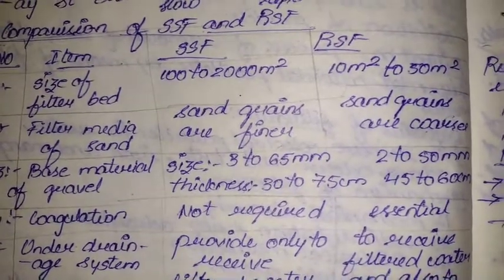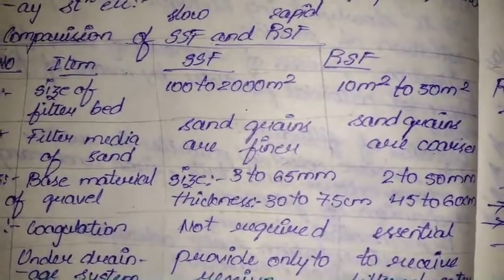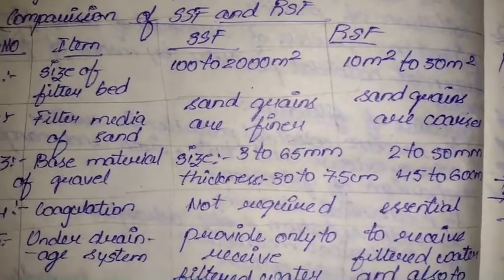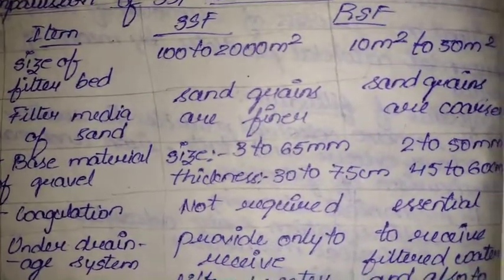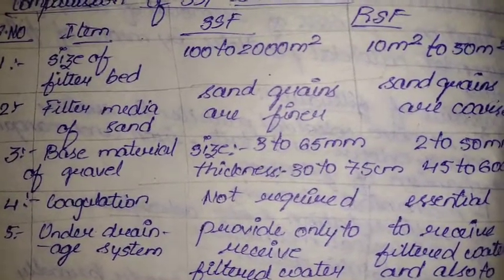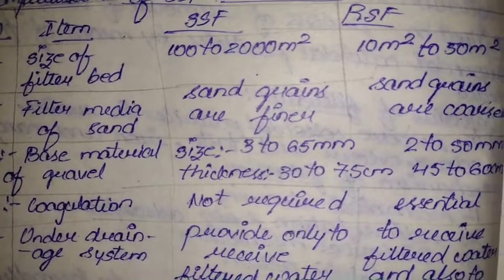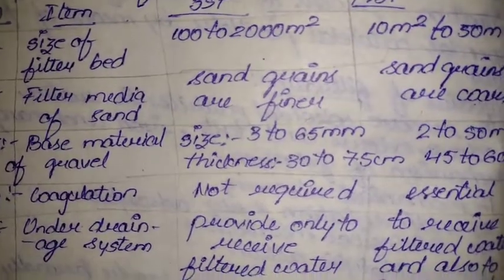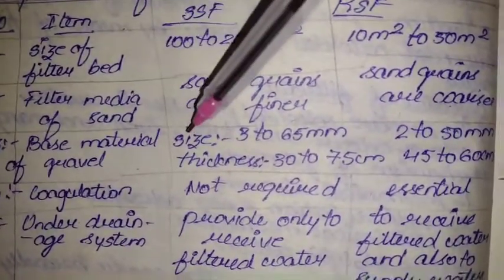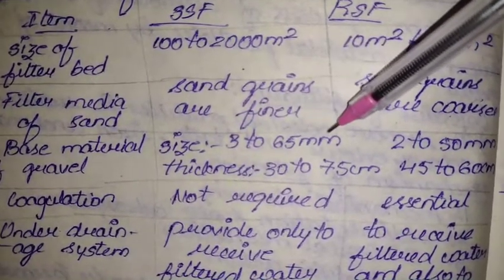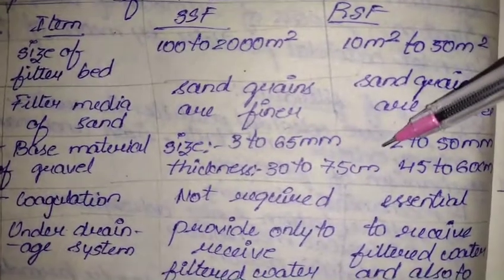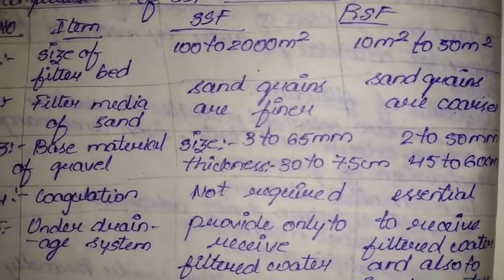See, whenever the sand grains in the bed are finer, more time will be taken for the water to be purified, right? That is how even the water quality will change. When the grains are finer, the water will be more fine, better in quality, and also the time taken to purify the water will be more. Base material of gravel is of size 3 to 65 mm, and 2 to 50 mm in rapid sand filters. The thickness is 30 to 75 centimeters, and 45 to 60 centimeters.